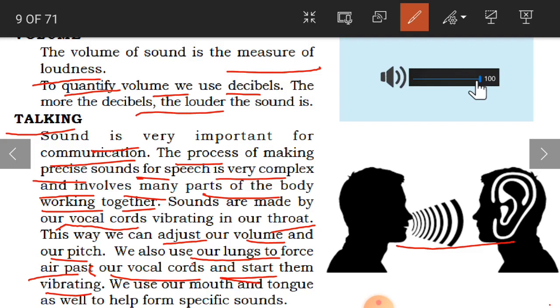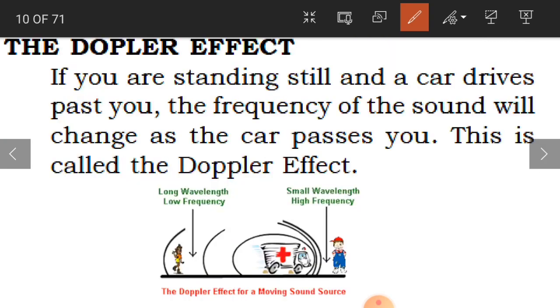Clear? We use our mouth and tongue as well to help form specific sounds. To produce the sounds of our words or language, whatever we are speaking, we use our mouth and tongue. Clear? So this is about talking.